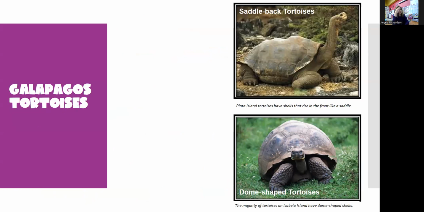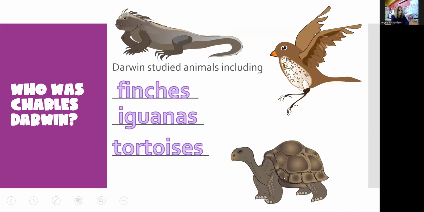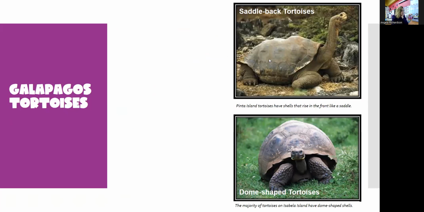So for example, if we look at these two tortoises right here, we have the saddleback tortoise from the Pinta Island, and then we have the dome-shaped tortoises that are from Isabella Island. So if you look at here, the Pinta Island saddleback tortoises have a really long neck. They have this shell that kind of comes up and around their neck. Let me get my annotations up here. So their shell comes up and around here. They've got long legs, this long neck.